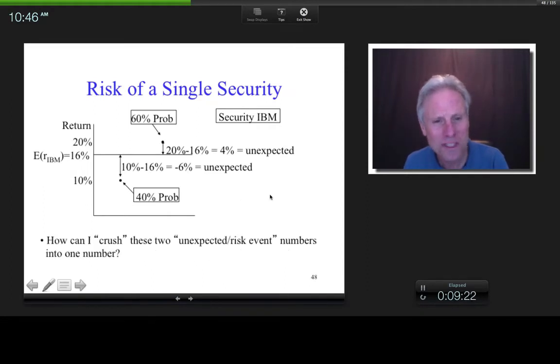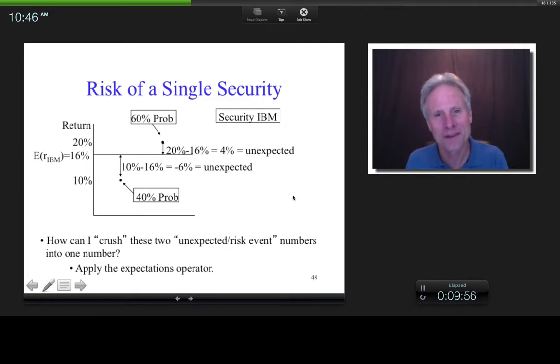So we've said risk is about the unexpected. Here we've captured the plus 4 and the minus 6, unexpected stuff. What could I apply to these two numbers, if you will, to crush it into one single unexpected or risk event number? Well, what kind of operator did we apply earlier when I had the $20 in one hand and 0 in the other hand? Applied the expectations operator, right? And could I do the same thing right here?